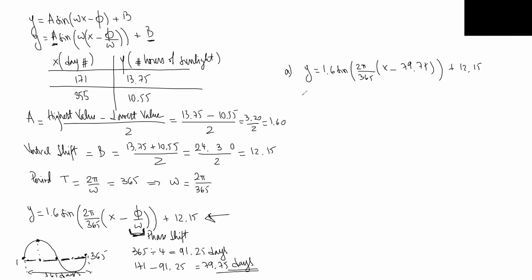Now for question B, we have to find out the number of hours of sunlight on April 1st, 2010. And they tell us that that's day number 91, x equals 91. So I'm going to put 91 into my function here. 1.6 times sine of 2 pi over 365 multiplied by 91 minus 79.75, and then plus 12.15. And of course, I have to use a calculator to find this value, which I did, and I will show you in a moment. We can check it. I got about 12.46 hours.